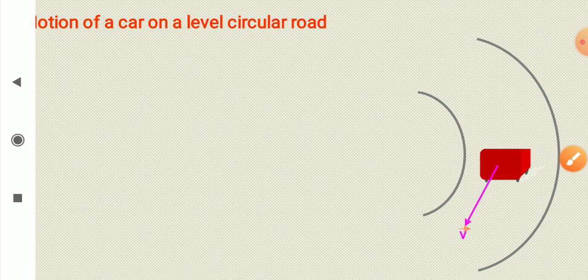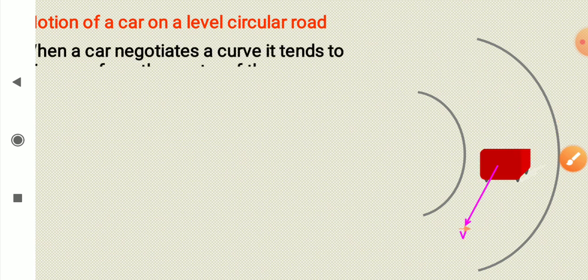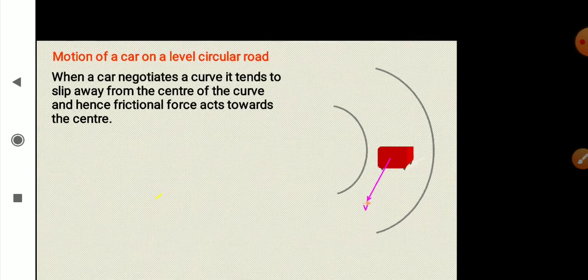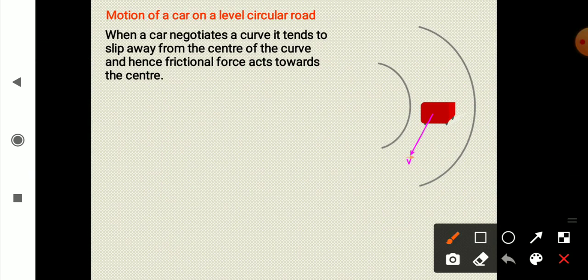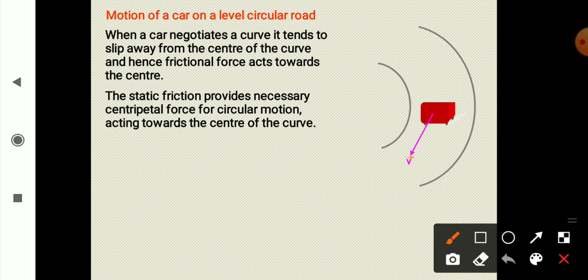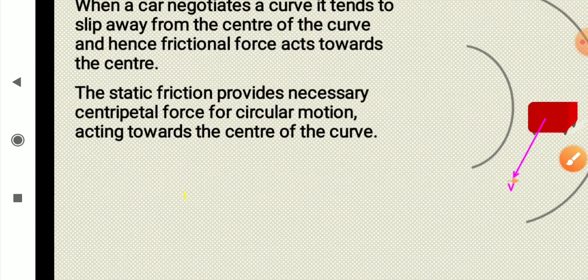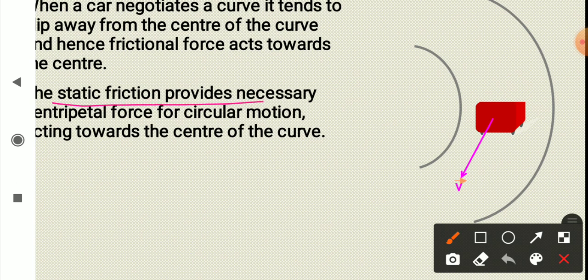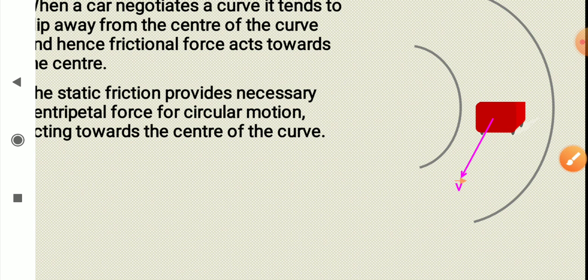So let's see here, car has taken turn and you see here. So when a car negotiates a curve, it tends to slip away from the center of the curve and hence the frictional force acts towards the center. And now the static friction provides necessary centripetal force for circular motion and it acts towards the center of the curve.